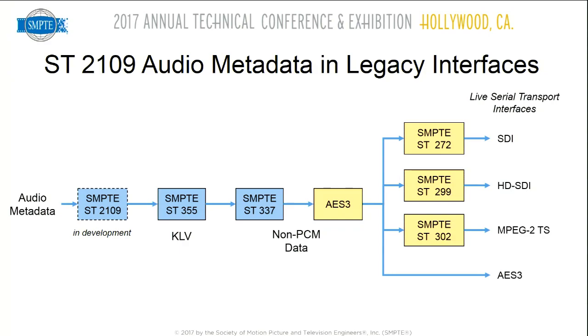And so for current workflows, it's a very efficient way of getting relatively high bandwidth metadata through these systems. And if you add PCM audio, it can flow right along with it. So now we have a solution for today's workflows with PCM audio with dynamic metadata support. That's what 2109 is all about.